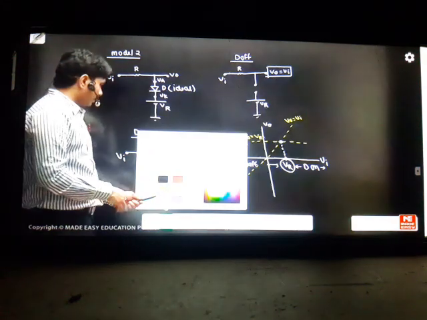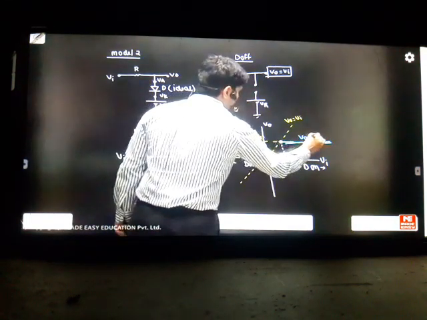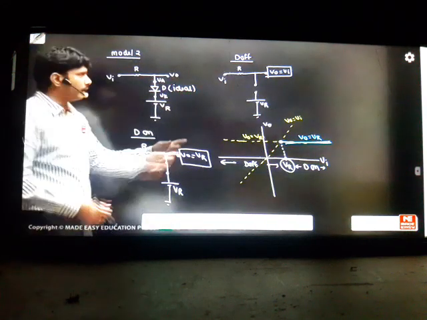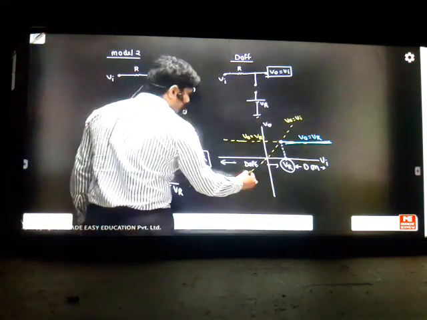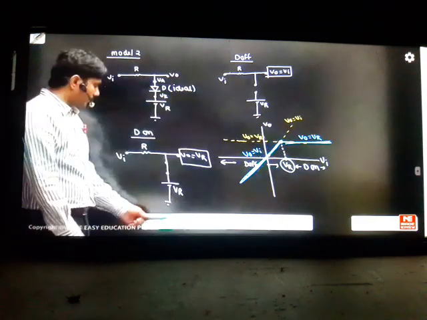So it will follow this graph now. This is output equal to VR. When the diode is on, it will follow output equal to VR. When the diode is off, it will follow this line. So you got the transfer characteristics, output equal to input. So this is where you can simply draw the transfer characteristics.